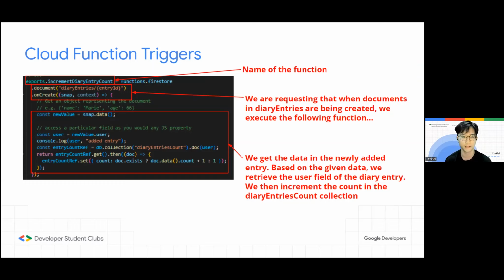The second line and the third line are for the particular document in diary entries. Every time there's a new create, we want to run the following function. It's just syntactic stuff. Document diary entries, then onCreate. So every time there's a new create in diary entries, let's run the following function. We get the new value. snap.data gives us the new value. So let's say I added a new diary entry, like, I'm happy today. Then I'll get a new value with a text field, I'm happy today. Then what happens is that we will increment the count at the bottom. I will go into the next slide to go deeper into this part.